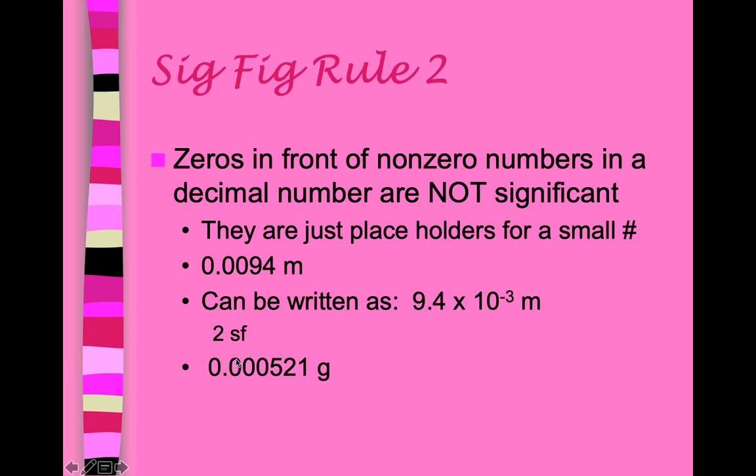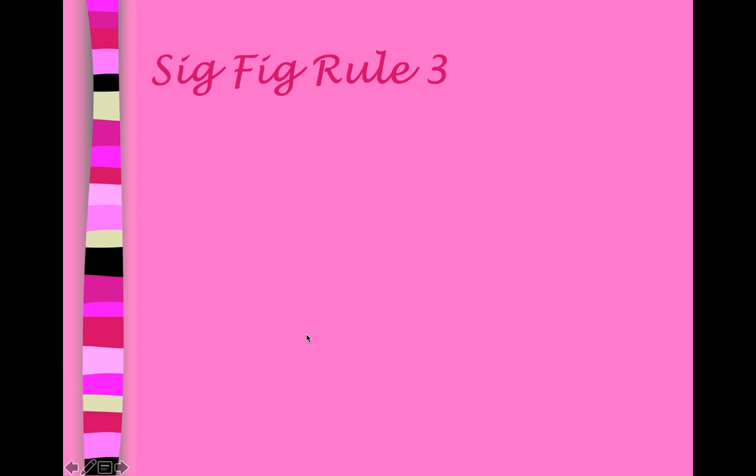So something like this, 0.000521, these are placeholder zeros. It's only this part of the measurement that makes it more specific. So 1, 2, 3 sig figs. That's rule number 2.